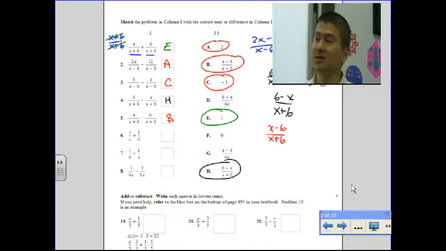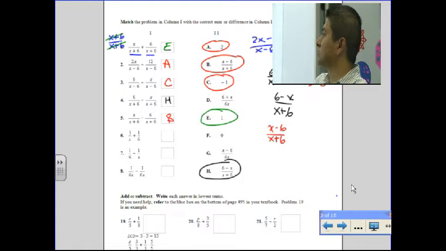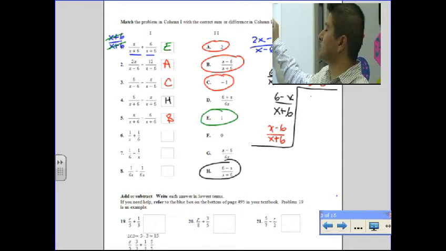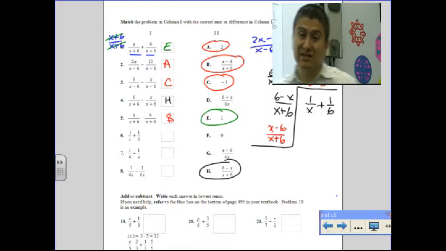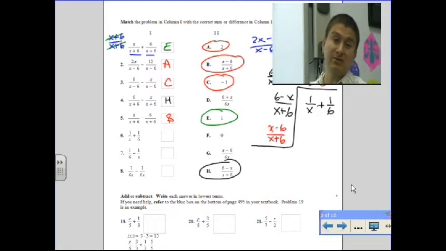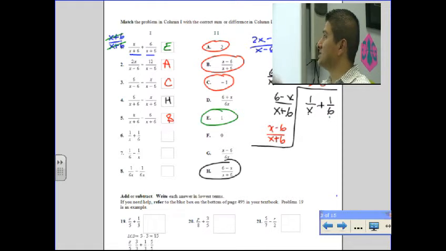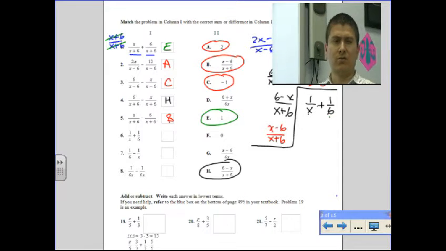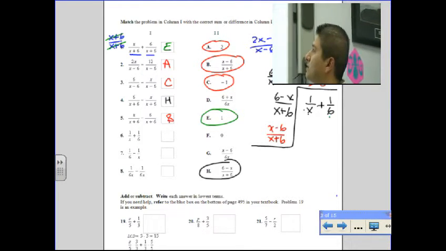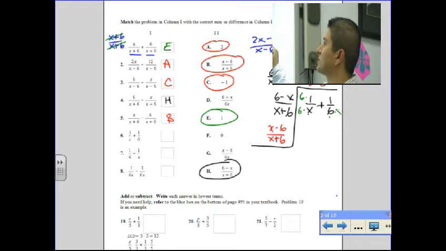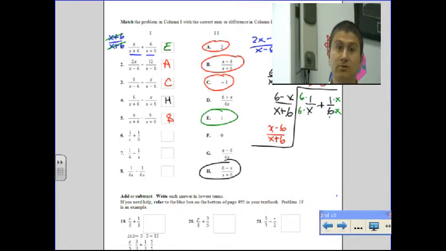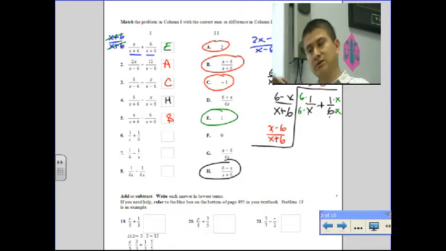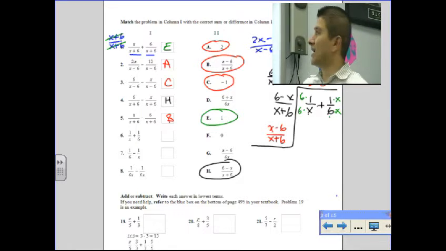Alright, we're getting to number 6. Number 6 is different now, because, let me separate this over here. Number 6 says 1 over x plus 1 over 6. The denominators are different, so I need to make these the same thing. How do I do that? Well, when they're completely different, like these are, x and 6, you simply multiply them with each other. Multiply this by 6, and multiply this one by x. So just take one denominator, multiply it with the other side, take the other denominator, multiply it with the other side, and now they're the same.